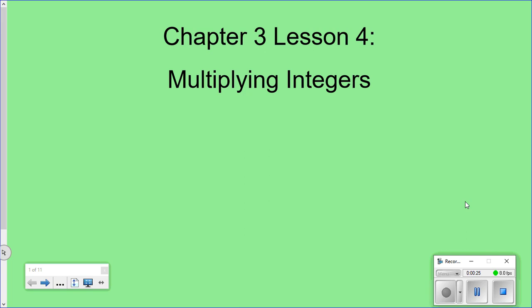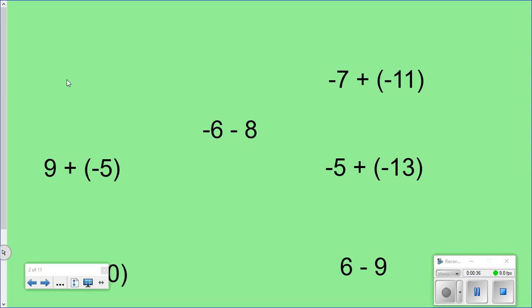So first thing we need to talk about, though, is I just want to run through a little bit of adding and subtracting stuff from the last few days just to refresh our memory. And I'm only going to do one. Negative 6 minus 8. What do I have to do to solve this problem? KCC, right? What am I going to keep? What am I going to change? And then 8 to a negative 8.